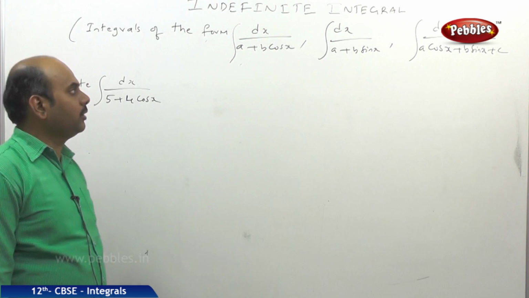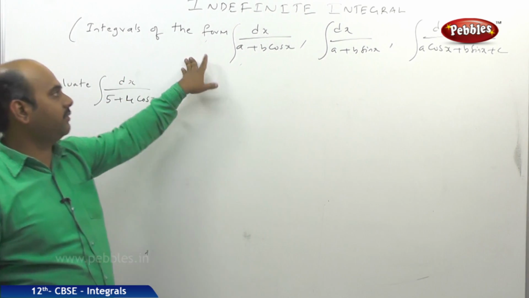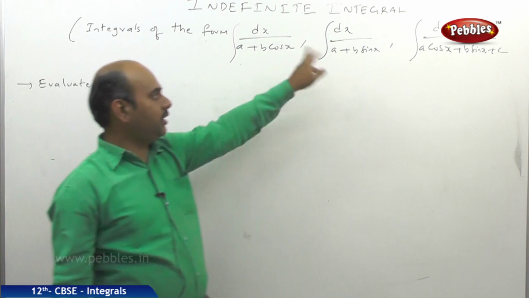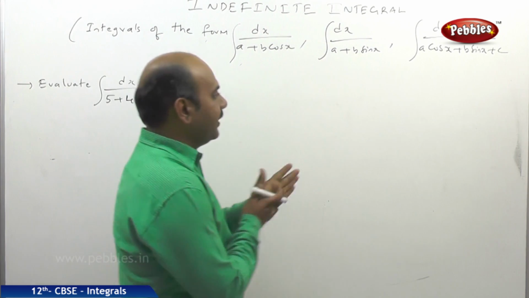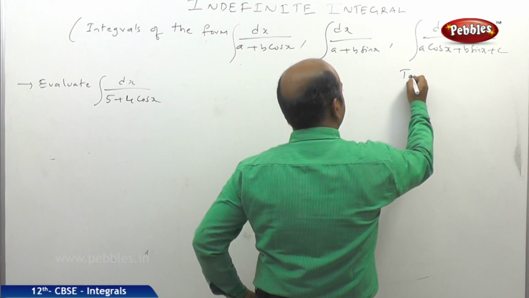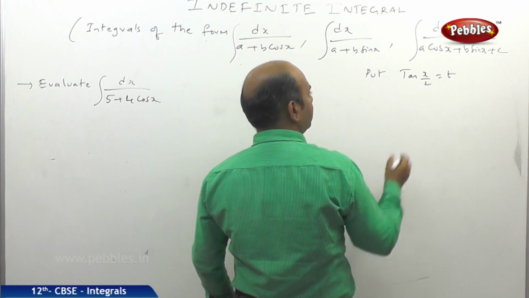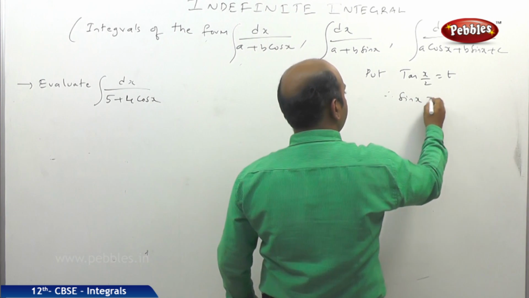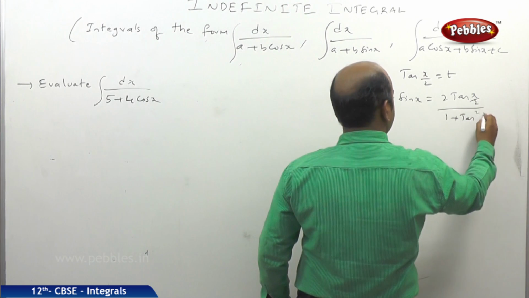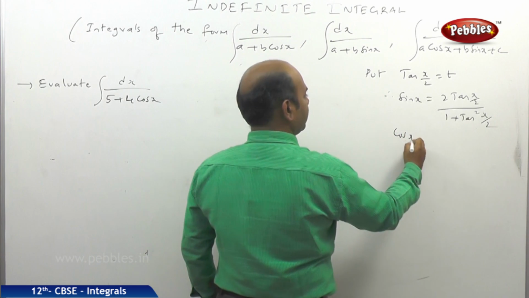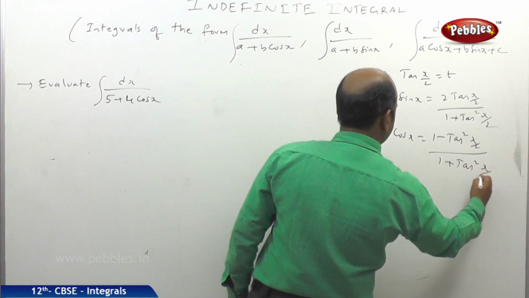Right. We are coming to the end of this particular topic, indefinite integrals. The last pattern: integrals of the form dx by a plus b cos x, dx by a plus b sin x, and integral of dx by a cos x plus b sin x plus c. Whenever this kind of integral comes, I suggest you put tan x by 2 is equal to t. Therefore, here we need to use the formula sin x is equal to 2 tan x by 2 by 1 plus tan square x by 2, and cos x is equal to 1 minus tan square x by 2 by 1 plus tan square x by 2.